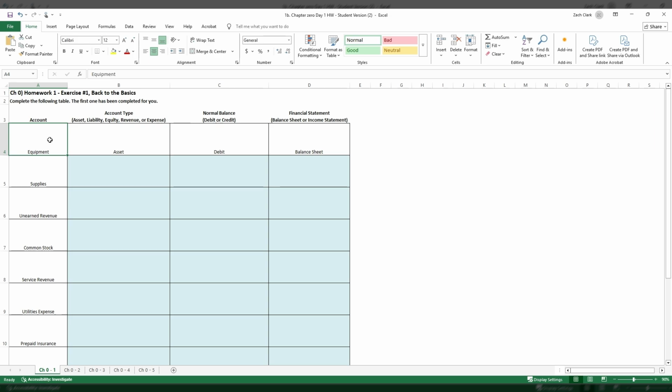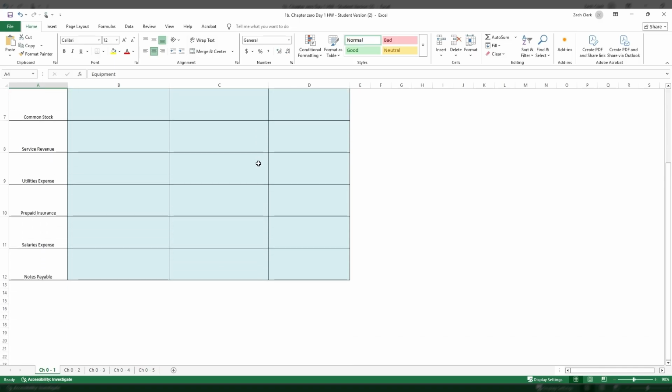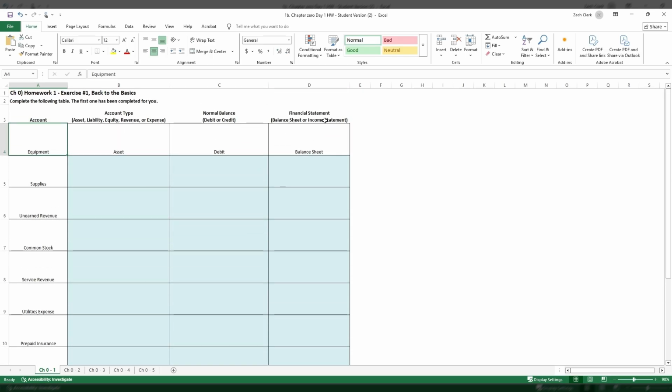What is the normal balance of this type of account? Is it a debit or a credit? And what financial statement would we find this item on, whether balance sheet or income statement? We don't have any items specifically that would be on a statement of retained earnings or anything like that. We're just focusing on balance sheet or income statement with these items, just in case you had that question.